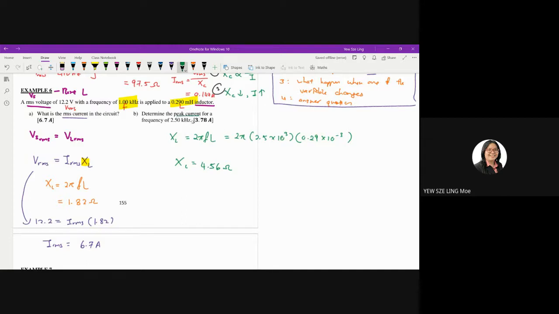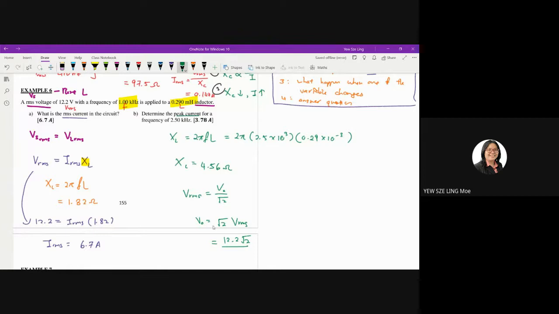But how to calculate peak current? We need peak voltage. Initially we just have the RMS voltage. So VRMS is equal to V peak over root 2. So V peak equals root 2 times VRMS. Then you should obtain the value 12.2 times root 2.